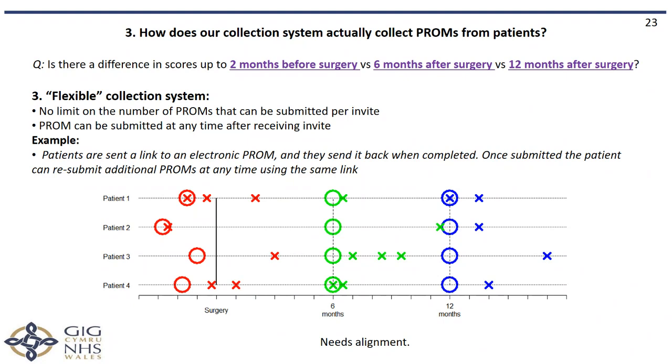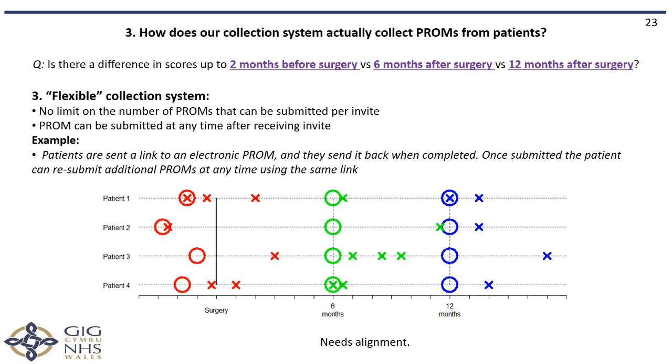So the last example I have is of a pretty flexible collection system. There's no limit on the number of PROMs completed per invite, and again, the PROMs can be completed at any time after receiving that invite. An example might be when patients are sent a link to an electronic form and they submit it when completed. But once submitted, the link stays open and the patient is allowed to complete and submit another PROM using the same link, and they can do that as many times as they like. So this time the data may look like this.